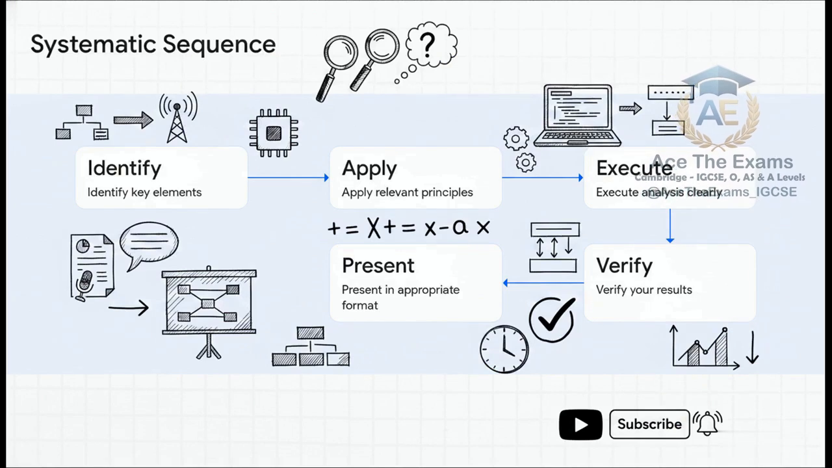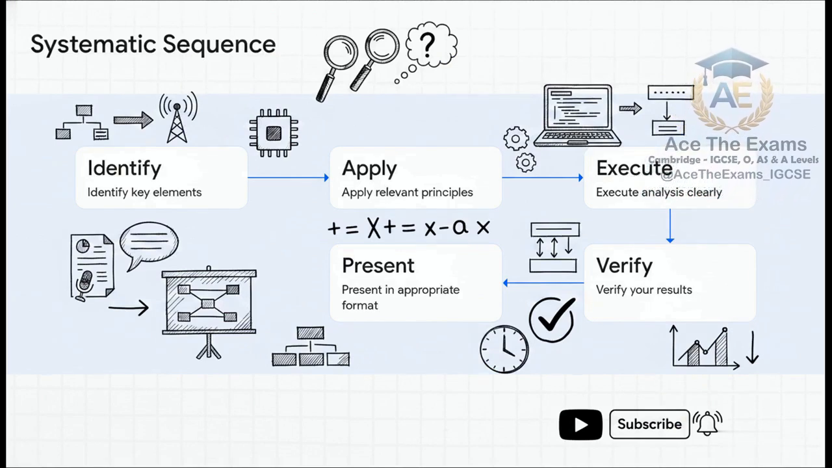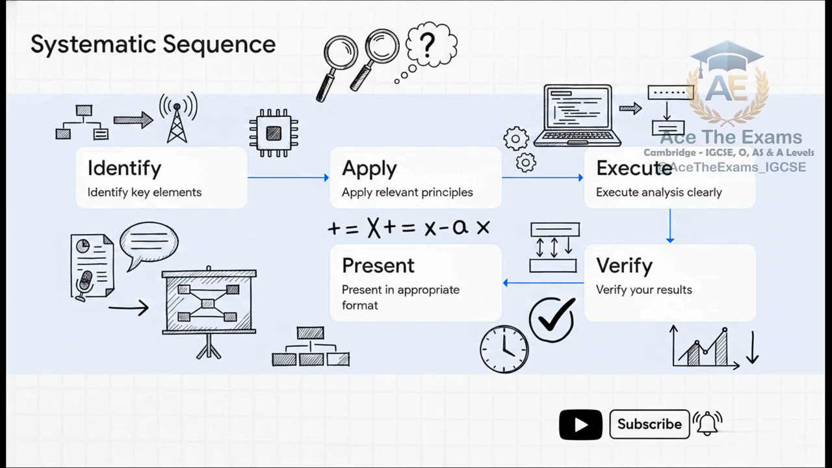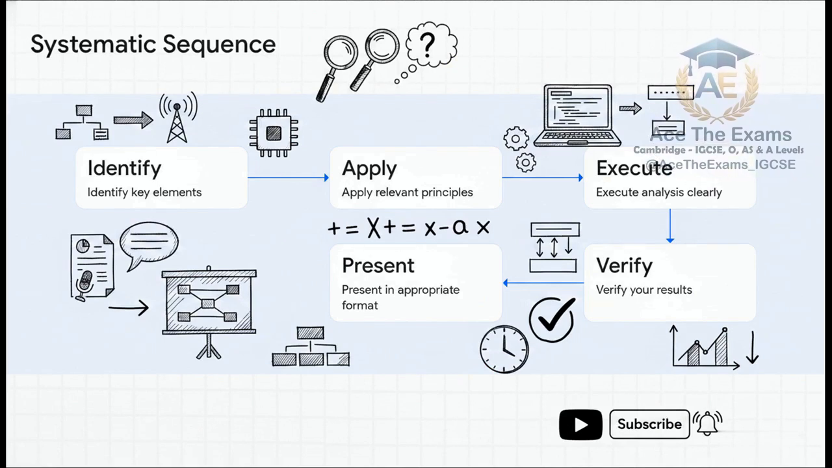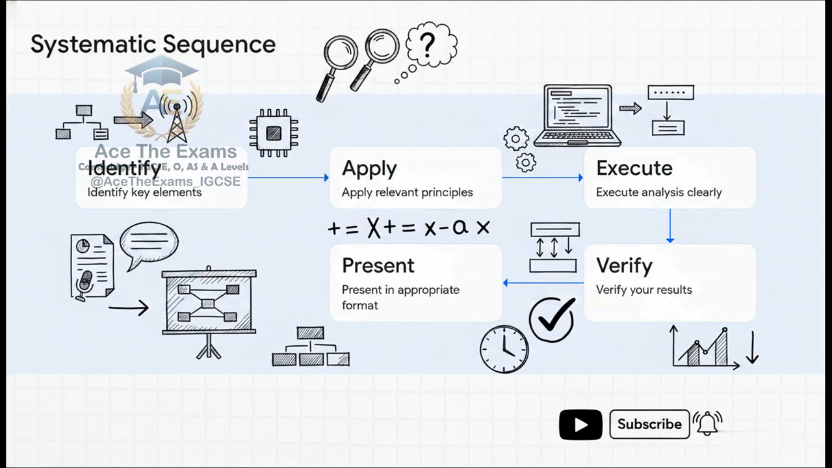Another fantastic way to visualize the systematic processing is to identify key elements, apply relevant principles, execute analysis with clear working, verify your results, and present them in the appropriate format. This is vital when you are asked to evaluate algorithms for network routing or when you have to calculate transmission times across different media. You must execute your analysis with step-by-step decomposition.